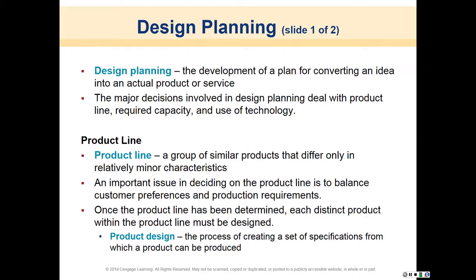Once you've got that determined, you have to come up with what's called a product design. That's an exact set of specifications from which the product can be produced. If we're talking about a house, we call these blueprints. If we're talking about a loaf of bread, we call it a recipe. These are the exact set of specifications.